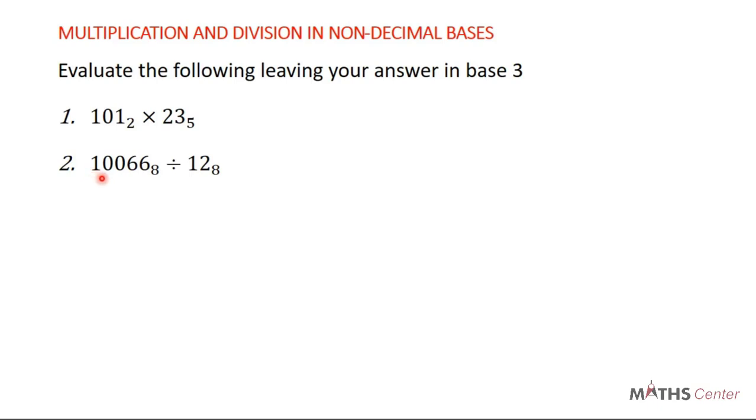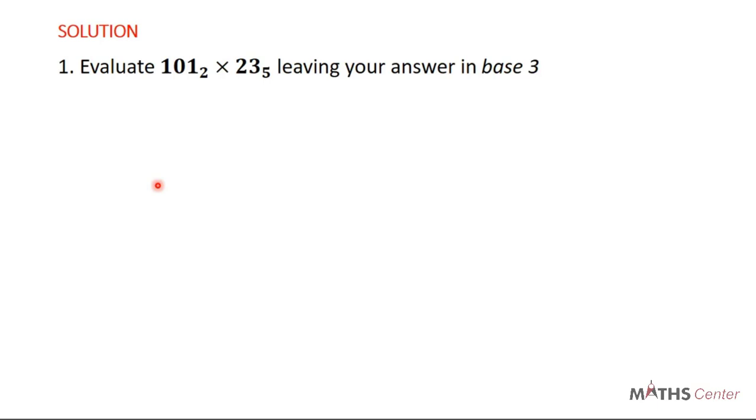We also have 10066 base 8 divided by 12 base 8. But we are supposed to leave our answer in base 3, not base 8. So let's see how this is done. Let's begin with the first one. We are supposed to evaluate 101 base 2 times 23 base 5, and we leave our answer in base 3.